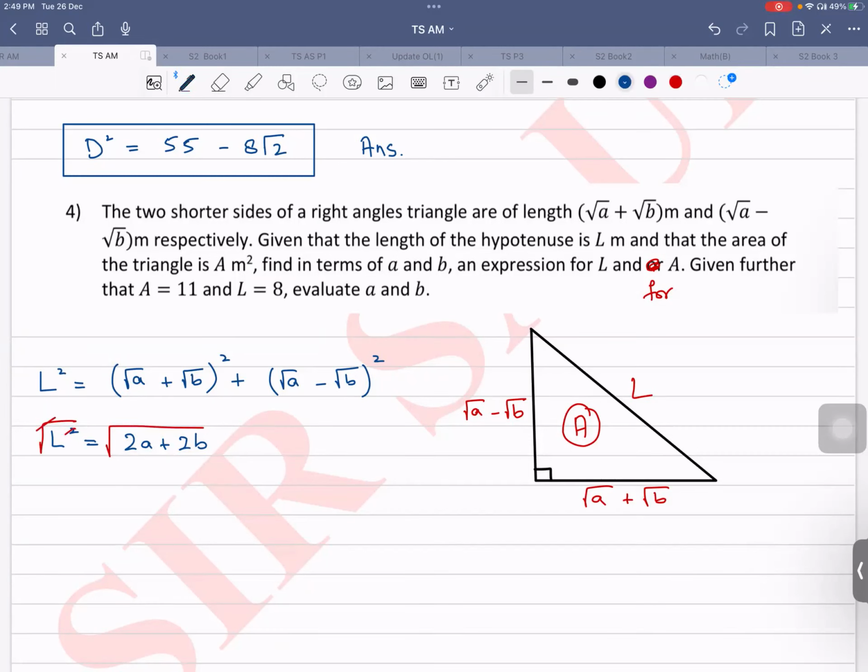No, we cannot. देखो, जब L की value दी है ना उसने 8, it says given further that A is equal to this and L equals to this, find A and B. That is, after you have already found the expressions for L and A, then you have to put the value of L in place of L and the value of A in place of A. Okay, I get it. So it's basically 2 bracket A plus B inside the square root.